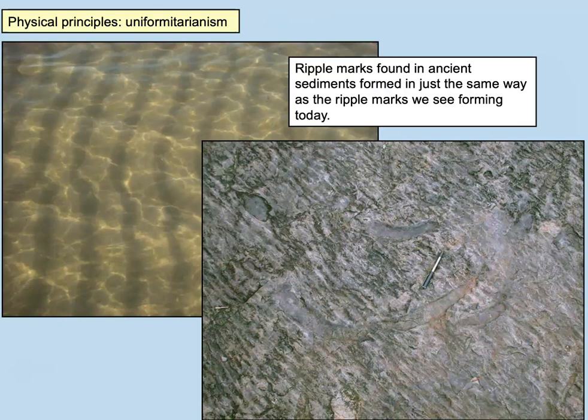Another example includes ripple marks. On the right, we see a rock with ripples preserved in the upper surface. In the upper left, we see ripples of sand in a modern environment. Ripples indicate shallow water, so we infer that this rock on the right formed in shallow water conditions.